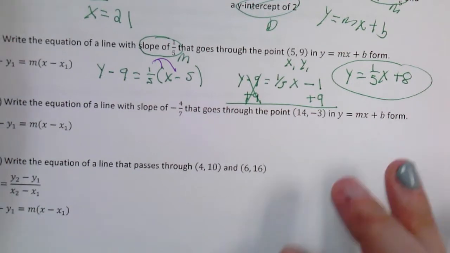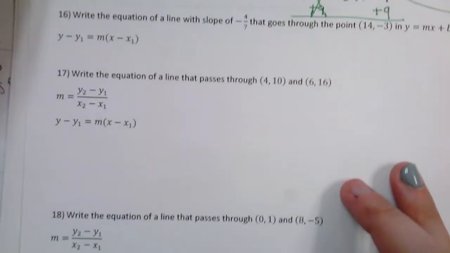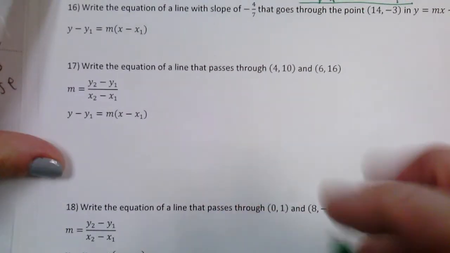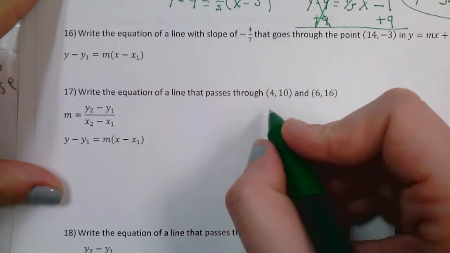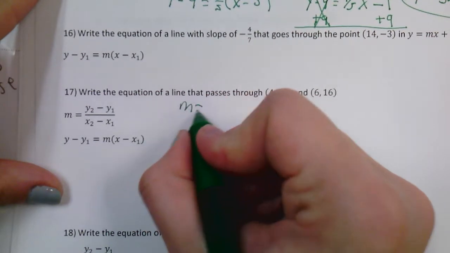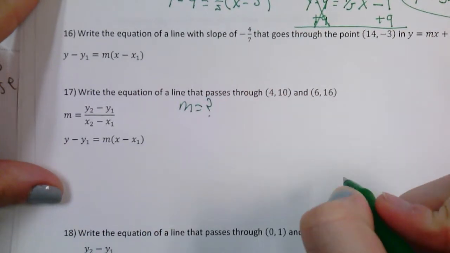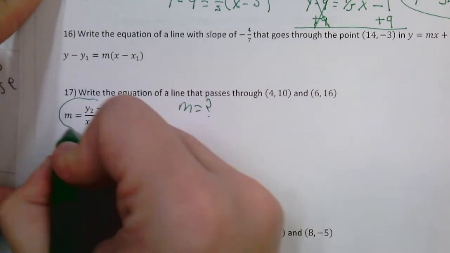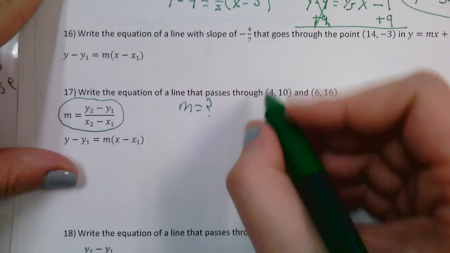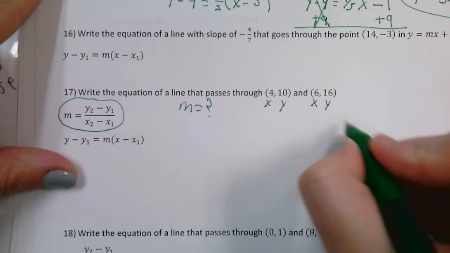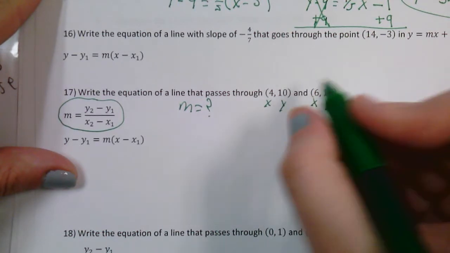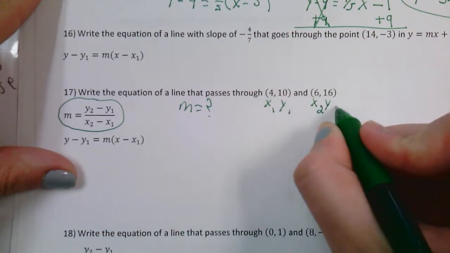Number 17 and 18, 18's on another page for you. It's actually the exact same process as what we just did up here. The only difference is my m, I have no idea what m is, right? So I kind of have to use this m formula that they give me. And I'll call this, it's always x, y, x, y, for those of you that are still getting that confused, x, y, x, y. This is my first point. This is my second point. And then I just plug it in exactly.